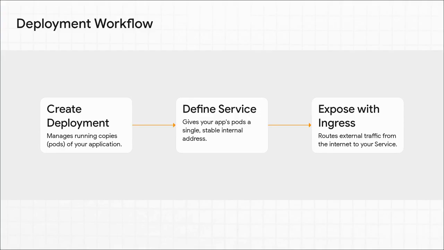First, we create something called a deployment to manage the app. Then, we define a service so other things can find it. And finally, we expose it to the whole world with an ingress. Let's break down what each of those actually means.